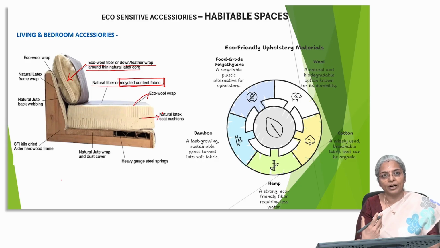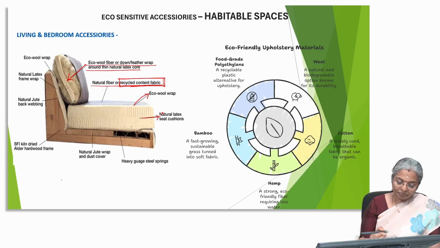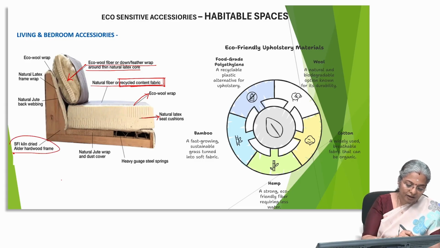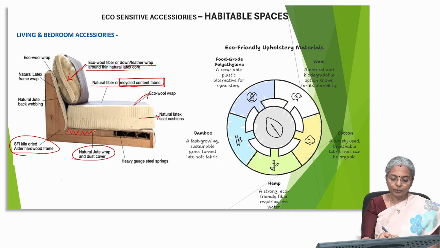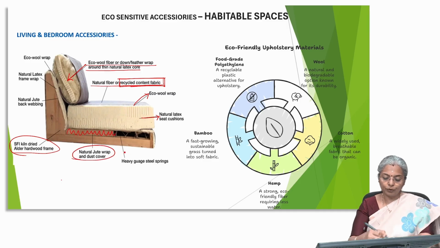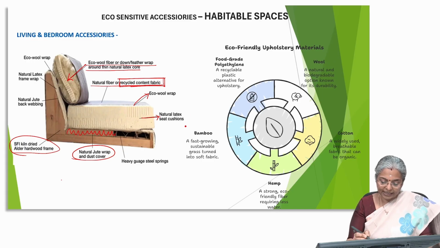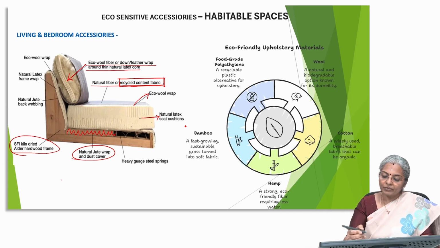The cushions can be made of natural latex, whereas we can have the entire furniture made up of, say, dried kiln hardwood frame. We can also have natural jute wrap and dust cover between the hardwood frame and the natural latex seat cushions. So, the eco-friendly upholstery materials can be food grade polyethylene, which is a recyclable plastic and an alternative for upholstery.